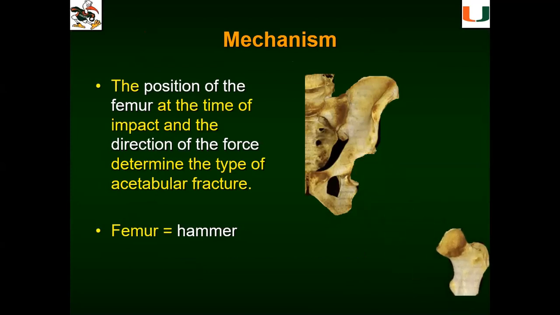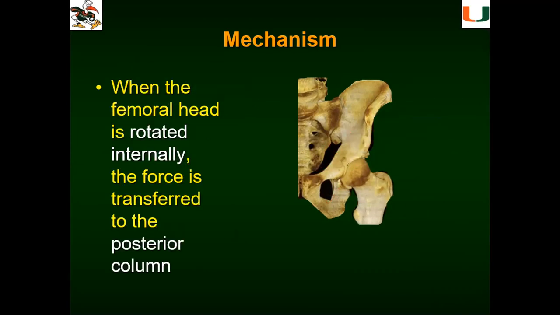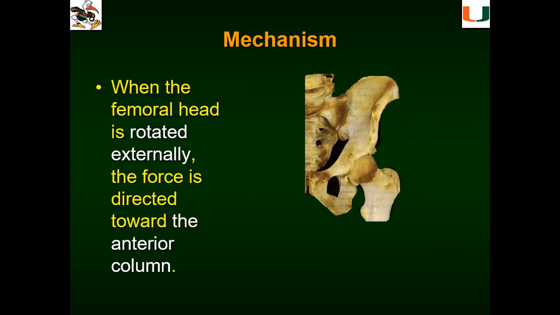I tend to think of the femur and the femoral head as a hammer that kind of breaks the acetabulum. So that when the femoral head is rotated internally like this, the force is transferred to the posterior aspect of the acetabulum. So you're going to be dealing with posterior column and posterior wall fractures. When the femoral head is rotated externally, the force is directed to the anterior column.